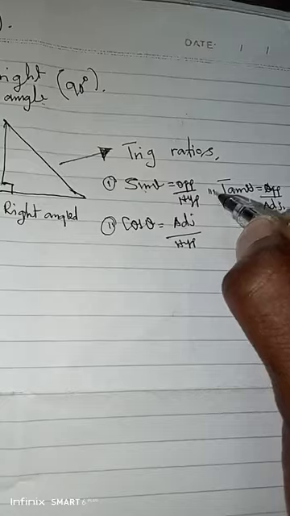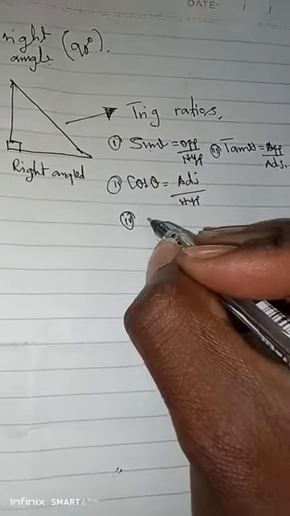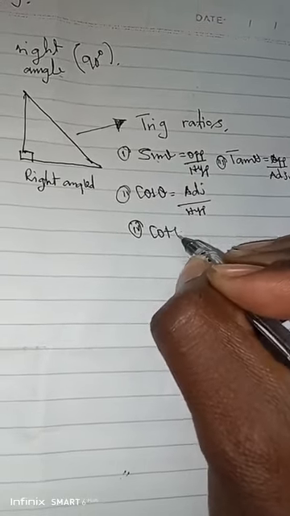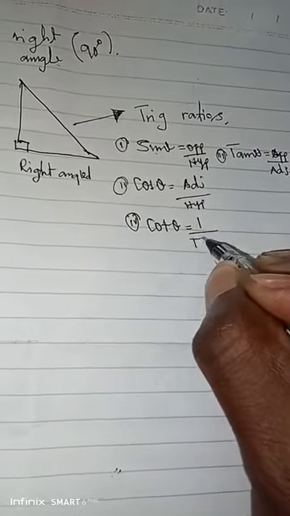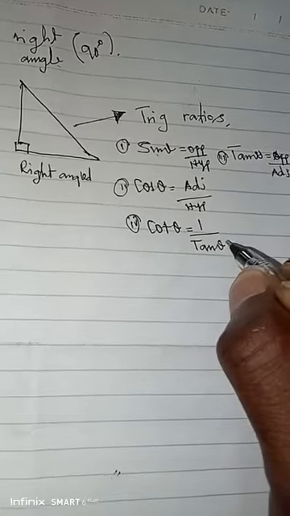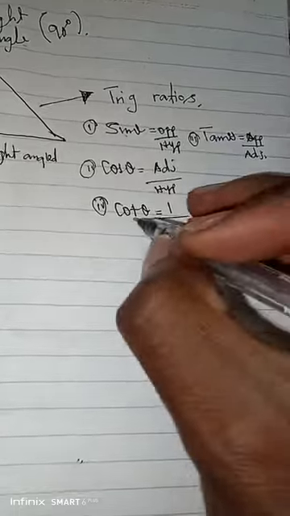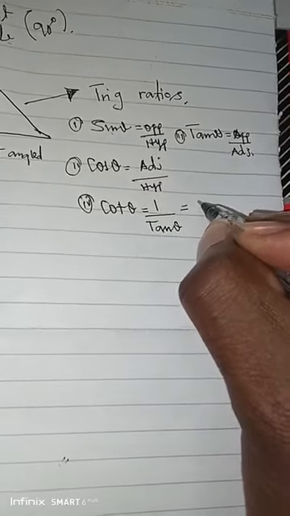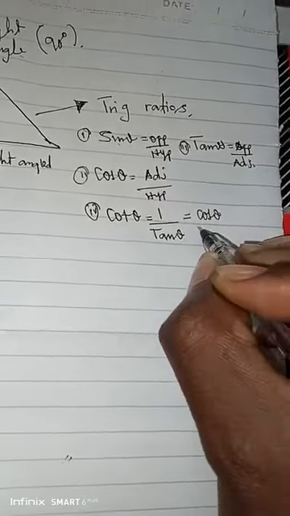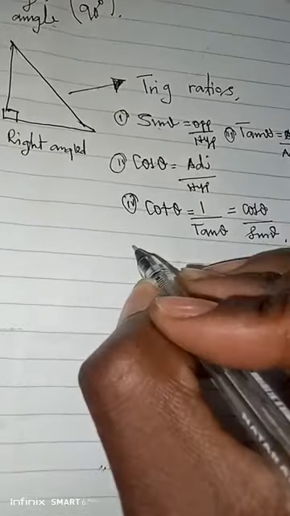For those of you who take additional mathematics, we can also put what we call the cot theta, or the cotangent. The cot theta is just the same as 1 over tan theta. It's an inverse of tan. Okay, 1 over tan theta, and this one can be written as cos theta over sine theta.